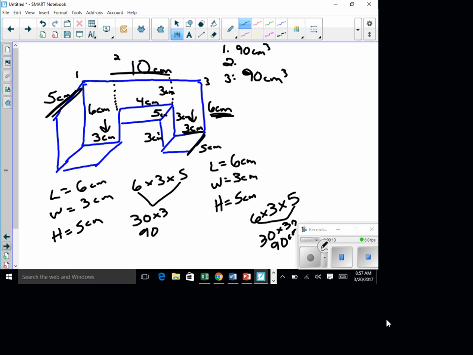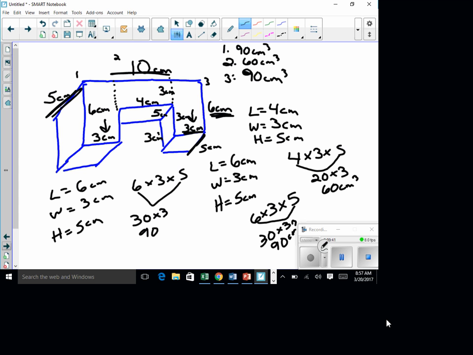So for the third one, we have a length of 4 centimeters, a width of 3 centimeters, and a height of 5 centimeters. So 4 times 3 times 5. And let's do a fun thing. Multiply them in any order you'd really like, and we get 60 cubic centimeters. So now we have all of our writings in there. Now we add them up. So your volume of that composed figure is 240 cubic centimeters.